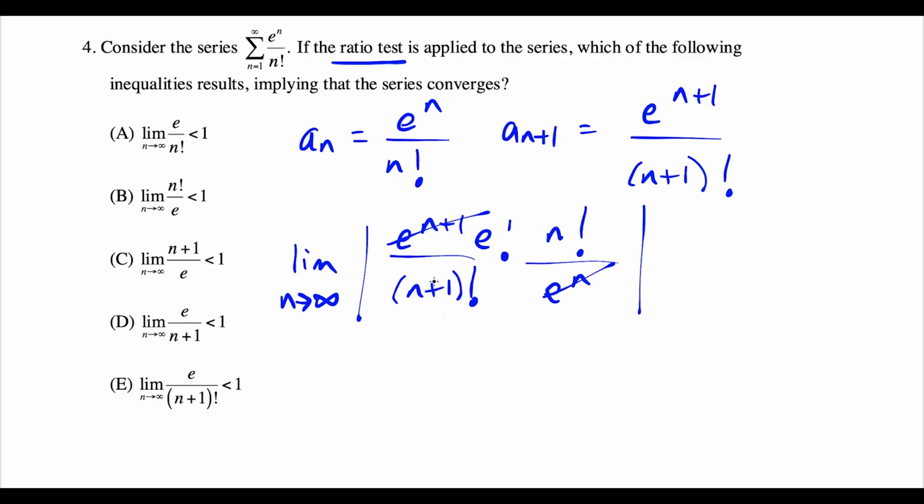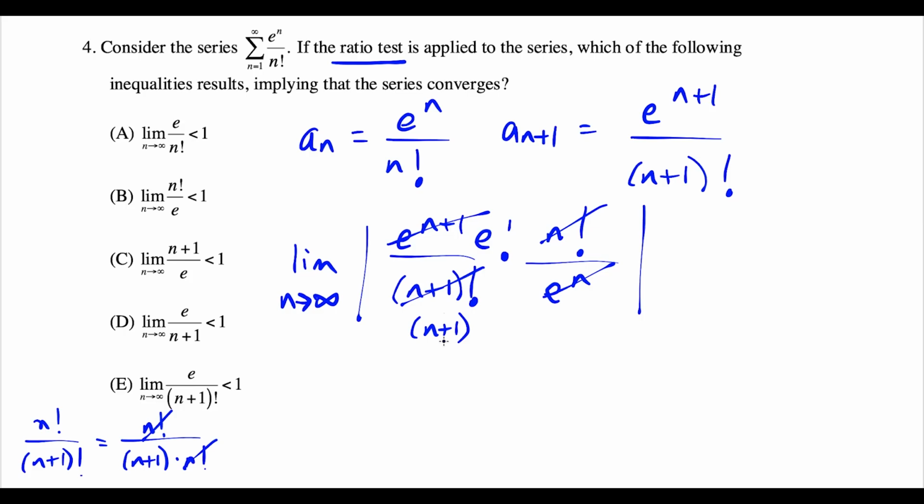And now n factorial over n plus 1 factorial, I'll show that on the side. But this simplifies pretty nicely. n plus 1 factorial, we could expand to n plus 1 times n factorial. So the n factorial on top will cancel out the n factorial on bottom, and we'll be left with just n plus 1. So once again, this is going to cancel with this, and we'll be left with just n plus 1.